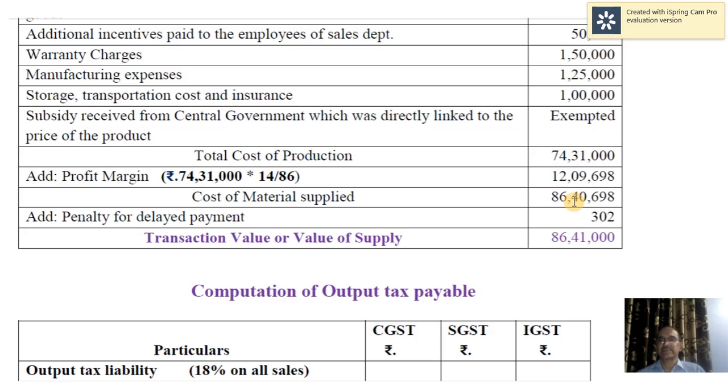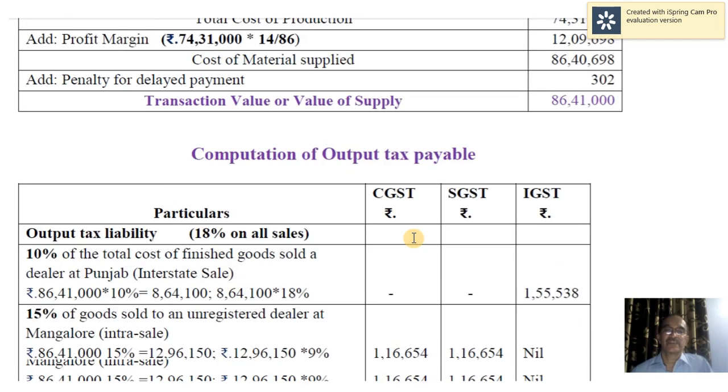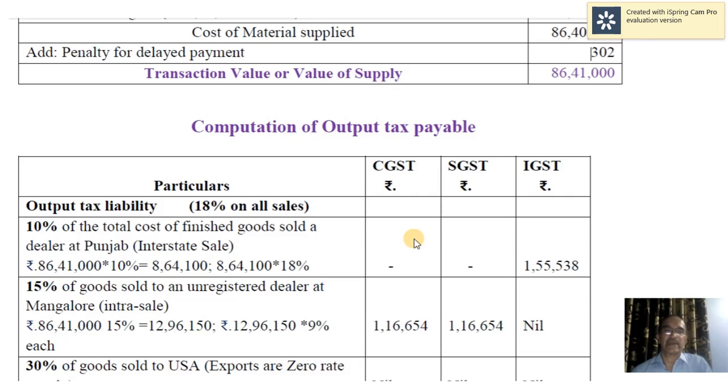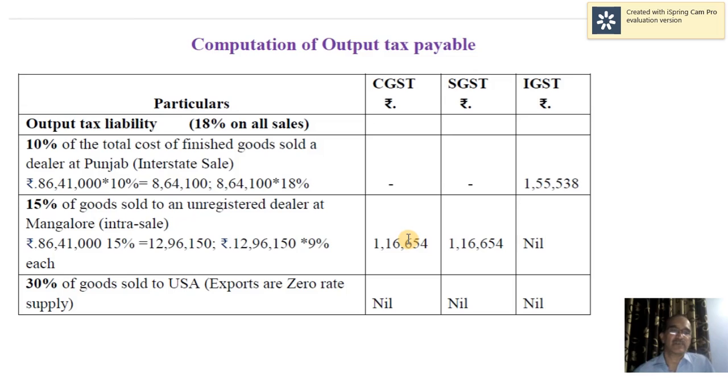So that is 86,40,698. Now you have to add penalty for delayed payment, and that is 302. So when you add up 302 to the above item, that is cost of material supply, you will get 86,41,000, that is transaction value or value of supply. On this you are going to calculate the output tax. Now let us calculate the output tax.